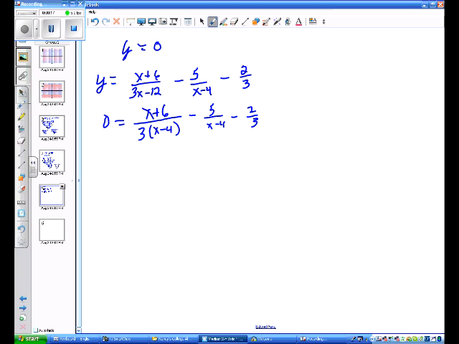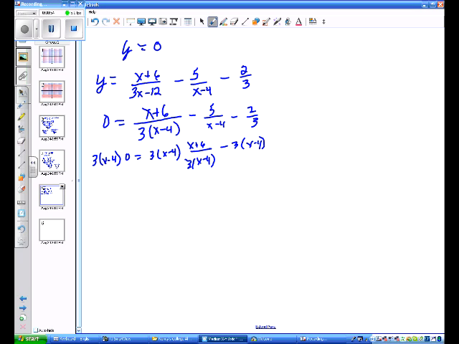Okay, we're going to have to go through and multiply each term by the common denominator. Well, right here our factors are a 3 and an x minus 4. We have a factor of x minus 4, a factor of 3. So our common denominator is going to be 3 times (x minus 4), and we'll multiply each side by that common denominator. So 3 times (x minus 4) times (x plus 6) over 3 times (x minus 4), minus 3 times (x minus 4).